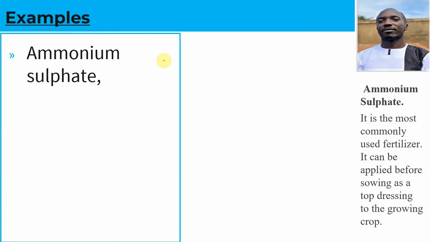Examples. Example 1, we have ammonium phosphate, ammonium sulfate. Normally, when they give you this, they can also ask you the chemical formula of ammonium phosphate. For example, in paper 1, they can ask you which of the following is an artificial fertilizer. Then they put for you a chemical formula instead of the name. So we should also get to know the chemical formulas.